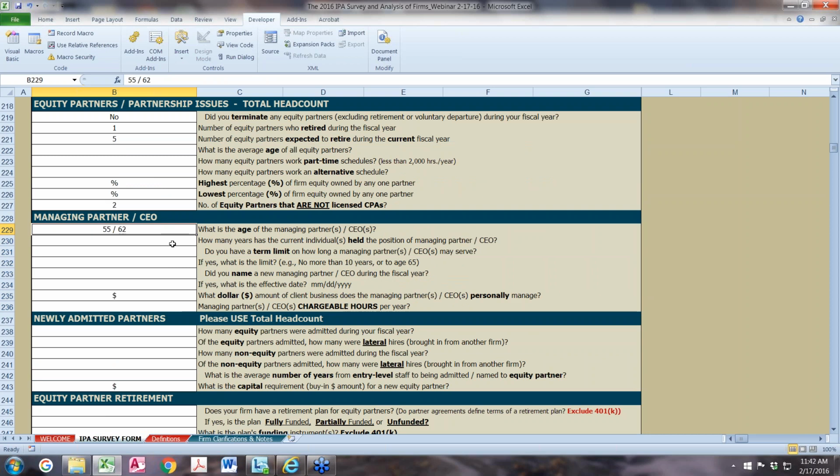Row 235, what dollar amount of client business does the managing partner personally manage? This is his or her book of business. If the managing partner is focused 100% on firm management and does not do any client work, please put in a $0 in row 235. If they do client work, just give us the number specific to the billable hours for the managing partner.